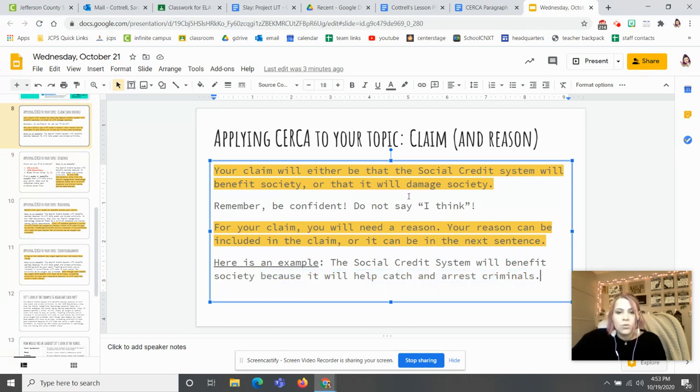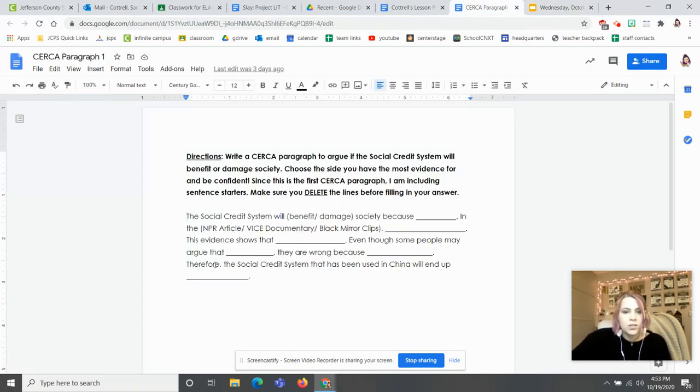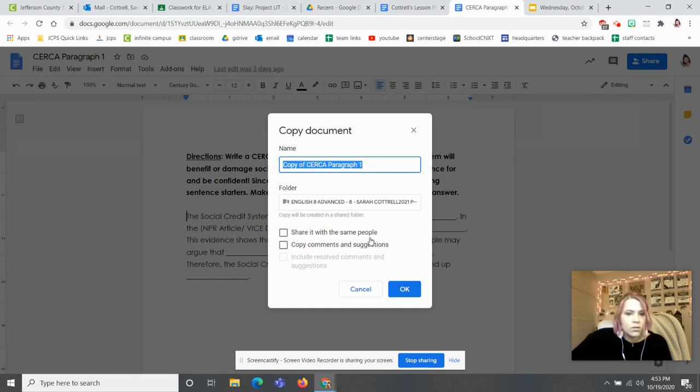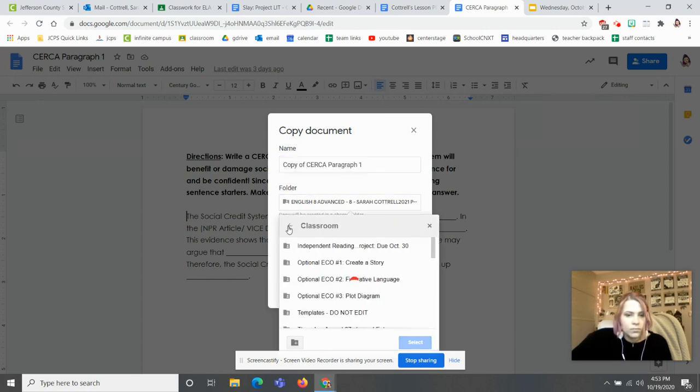So make sure that you are confident. You should not say, I think the social credit will. No, be confident and just say the social credit system will, and then whatever your point of view is. So going back to the sentence starters, you're going to choose which side you're on. When you choose, you'll delete the other word. So I'm just going to make a copy of this so that I can show you without messing anything up.